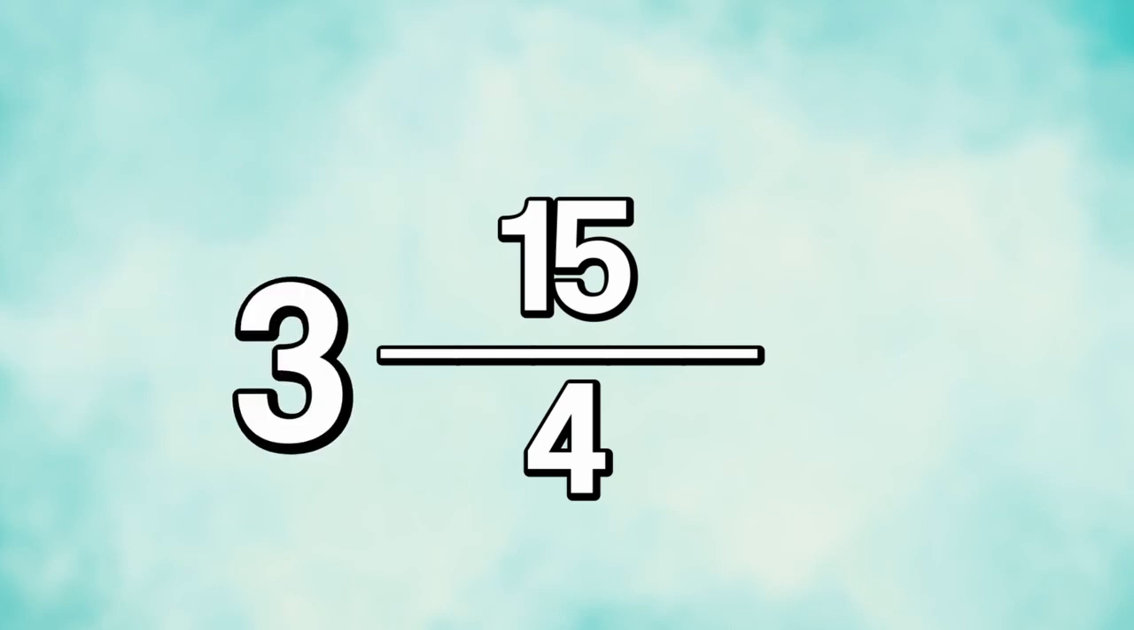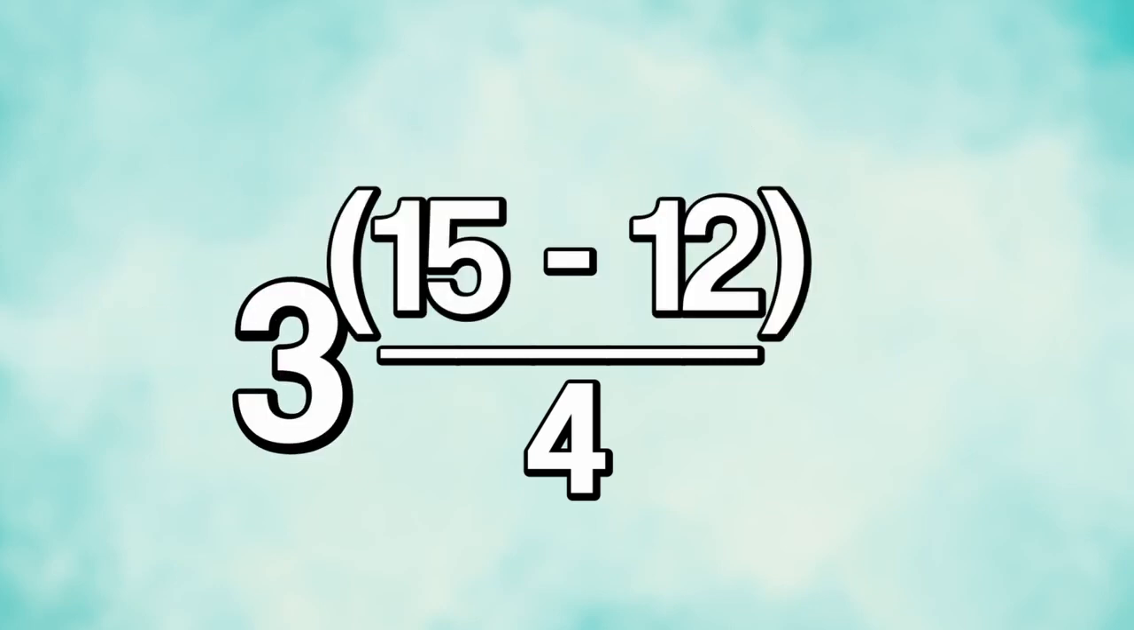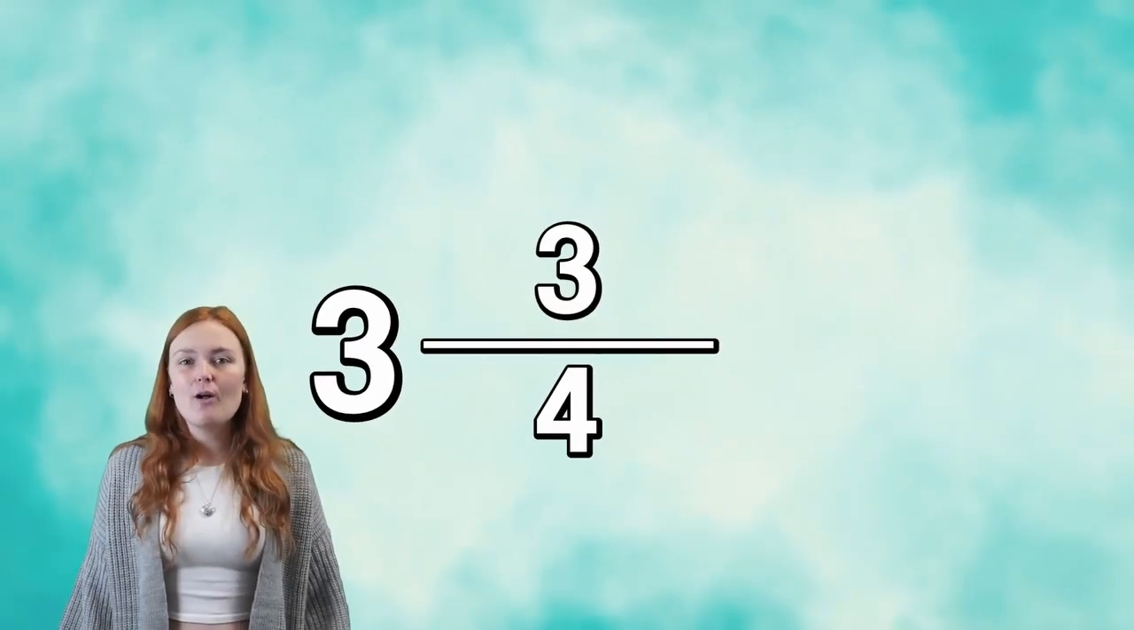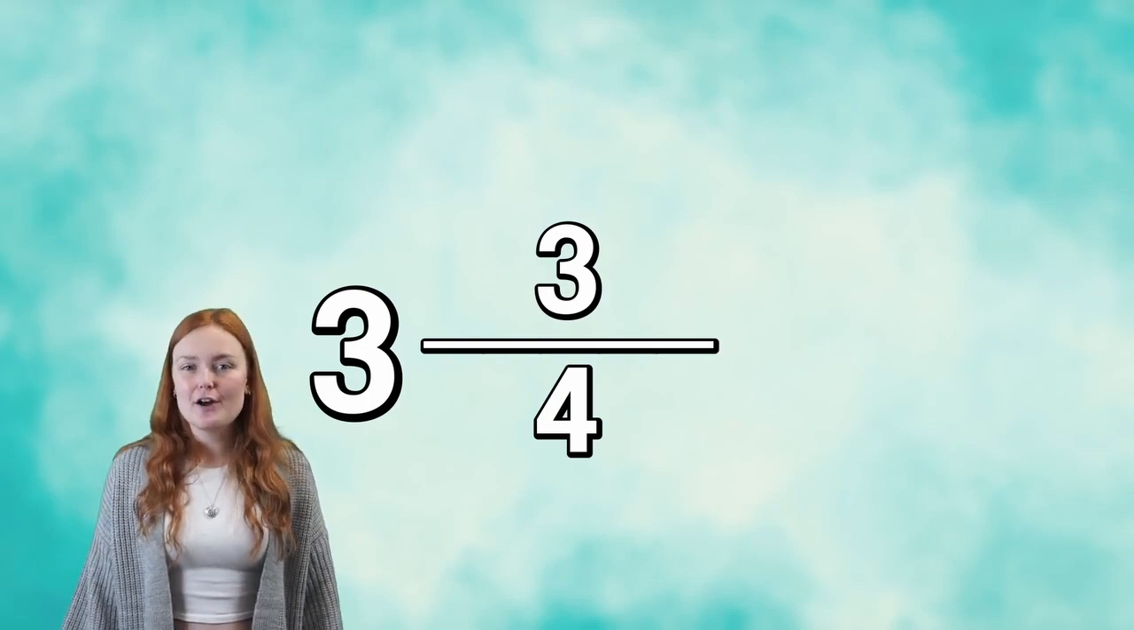So I can write that first. So 3 4s gets me to 12, but I started with 15. So that leaves me with a remainder of 3. So I can put that as a fraction, and my bottom number stays the same. So my answer would be 3 whole ones, and then 3 over 4 left over.